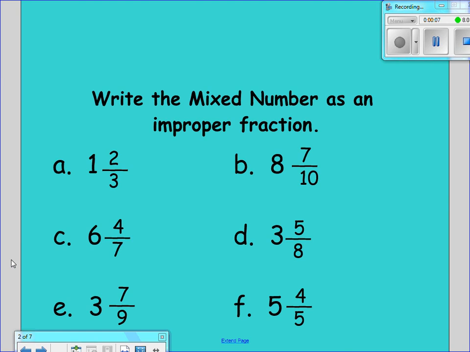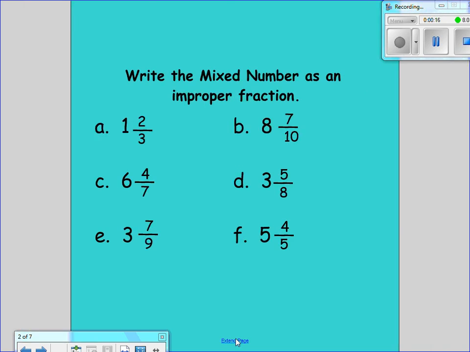Before we get going here, there's a skill that you need to have when you're multiplying mixed numbers. Let's take a look here. We're going to write the mixed number as an improper fraction. This is basically review of everything we've been doing, but this will help us on multiplying mixed numbers.